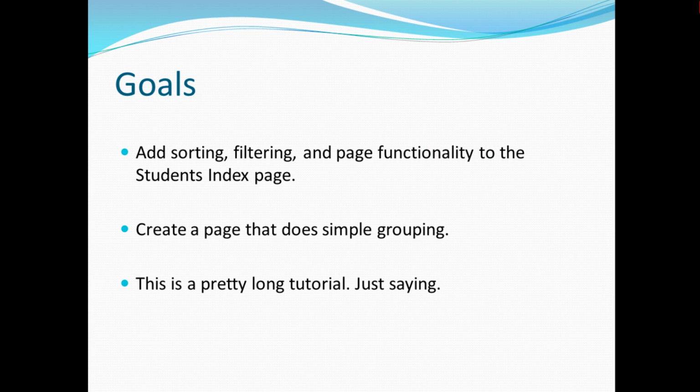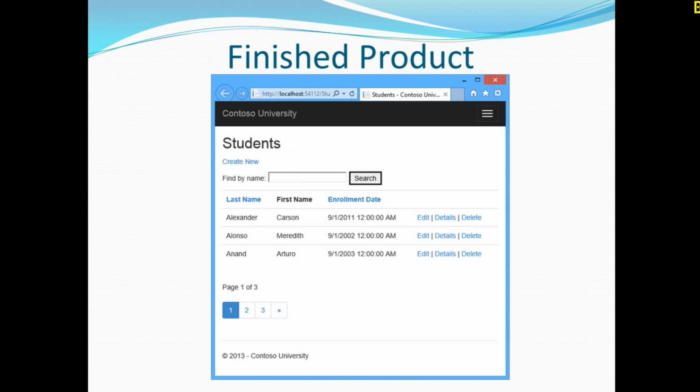So the goals of our tutorial are adding sorting, filtering, and paging functionality to the student's index page. We'll also create a page that does simple grouping, and it's going to be quite a long tutorial. So this is what our finished product will look like. As you can see here, it has paging to scroll through the students and the enrollment dates. So let's begin.